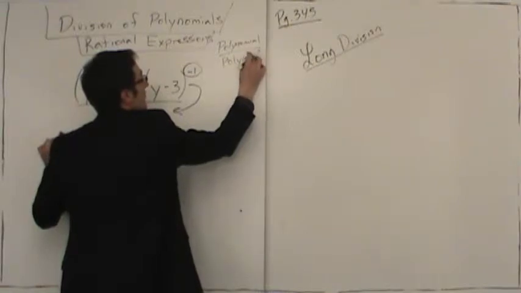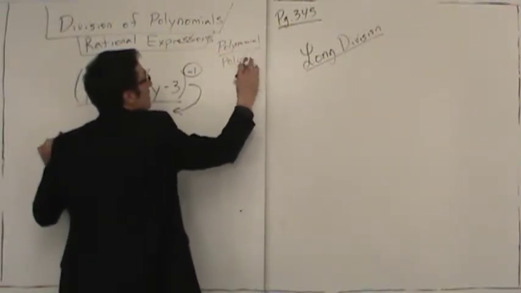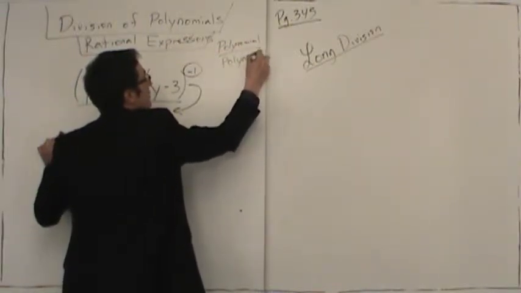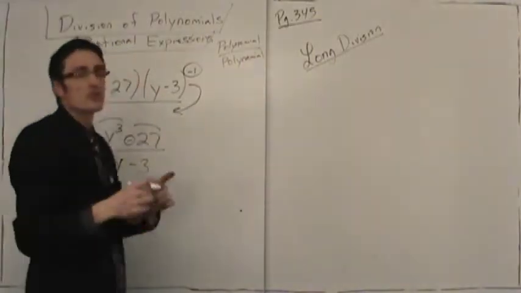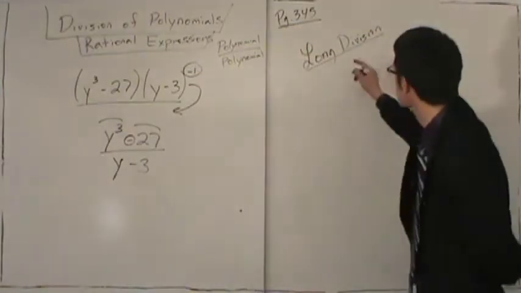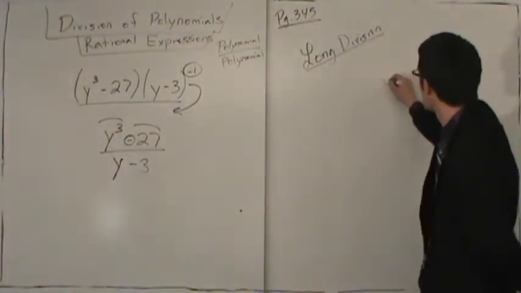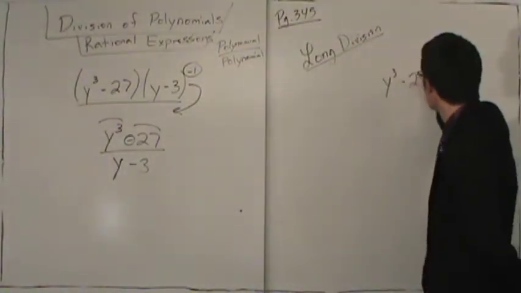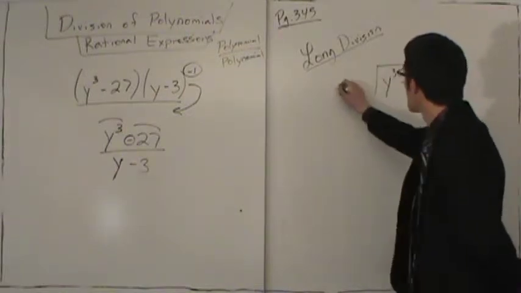So whenever you're dividing polynomials, let me spell that correctly. Whenever you're dividing polynomials, you're looking at rational expressions. So technically this is a rational expression. We use a process called long division. So we're looking at y to the third minus 27 divided by y minus 3.